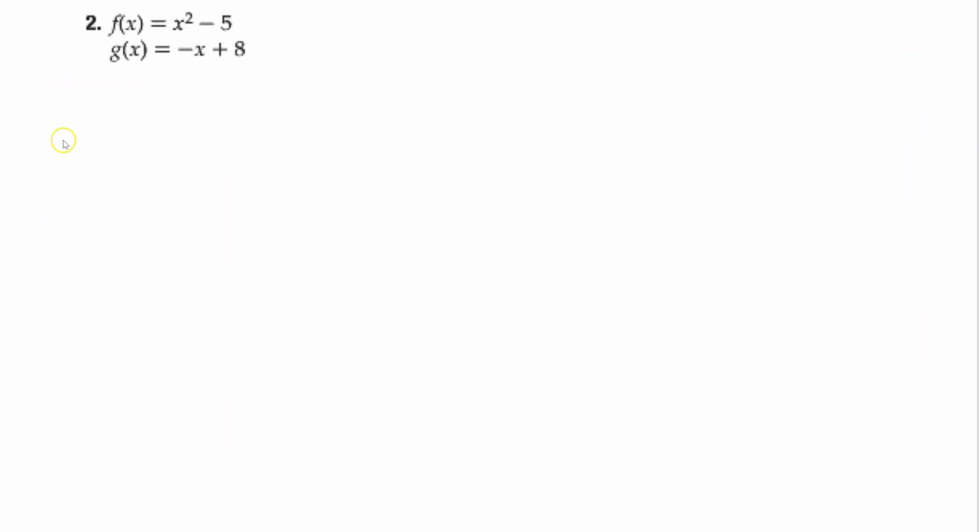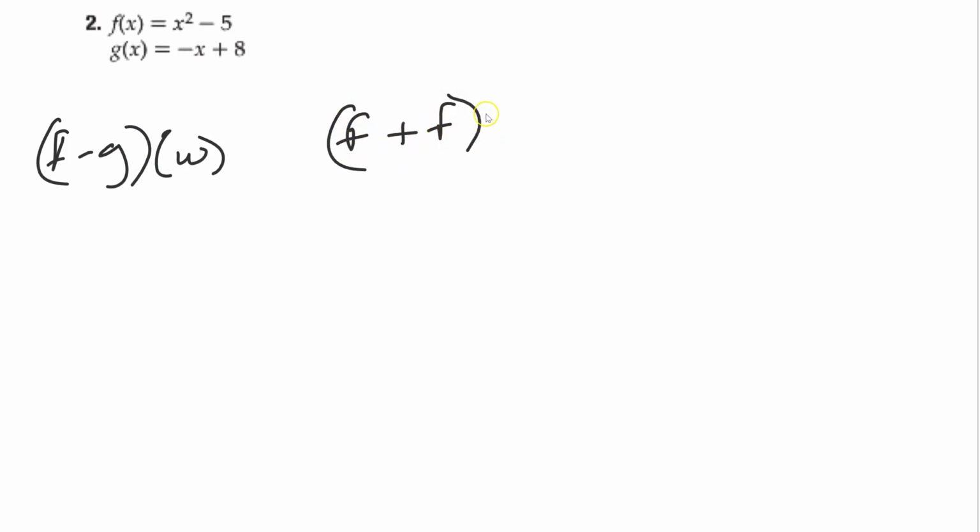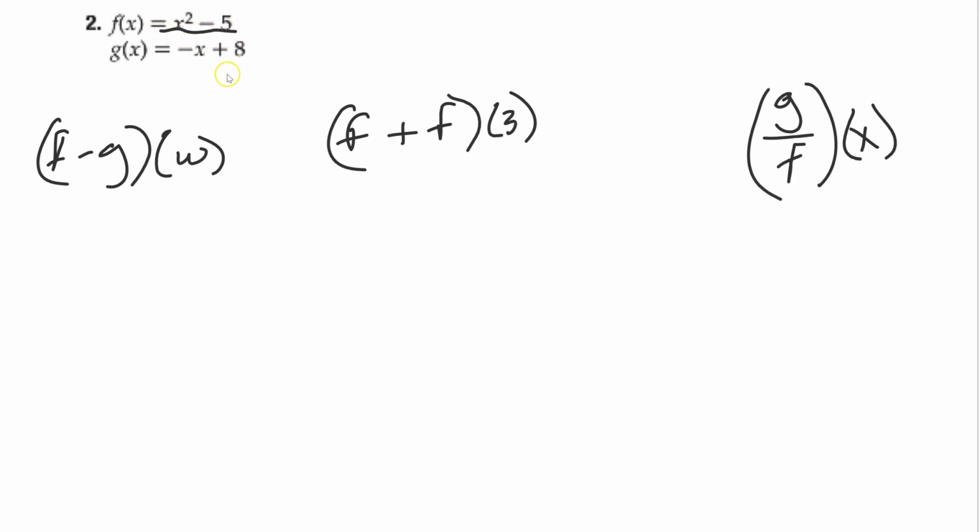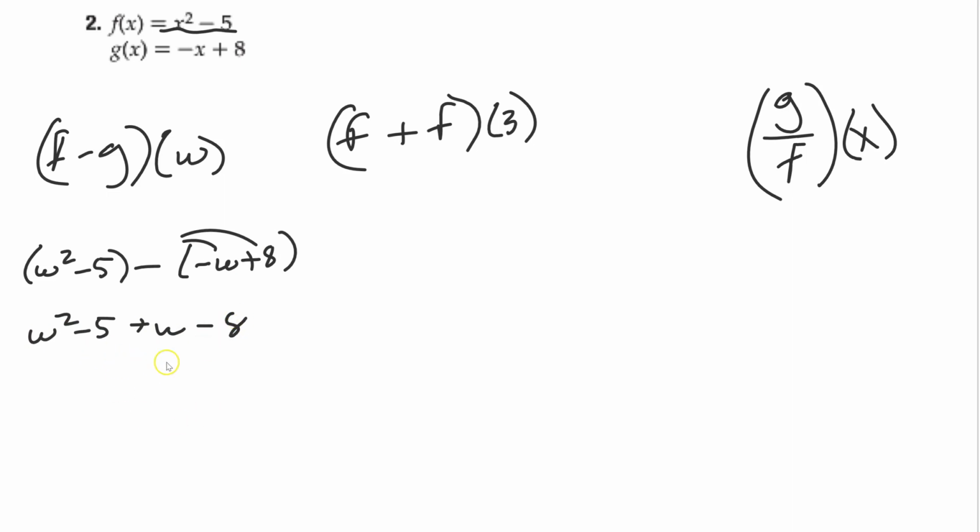Let's have some fun here. Let's do f minus g of w, and let's do f plus f of 3, and then let's do g over f of x. So the first one, f minus g. Now f is this, there's a w there, so I actually have to put w instead of x, so w squared minus 5 minus g, which is negative w plus 8. That's all that means. I'm going to change my variable. Then we distribute the negative: w squared minus 5 plus w minus 8. Add like terms: w squared plus w minus 13.